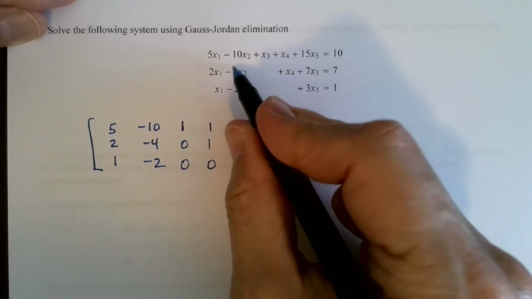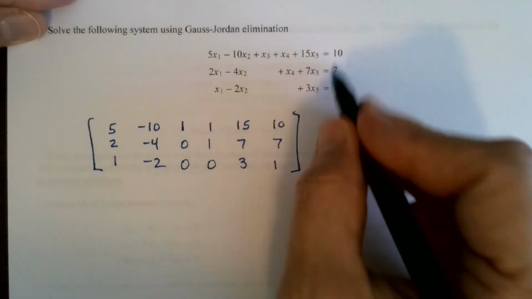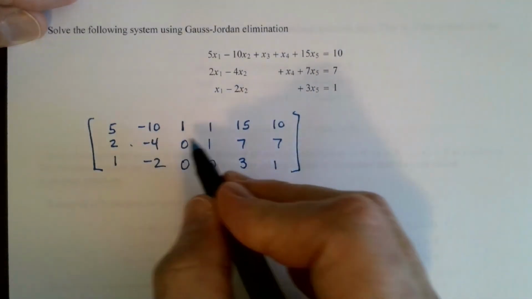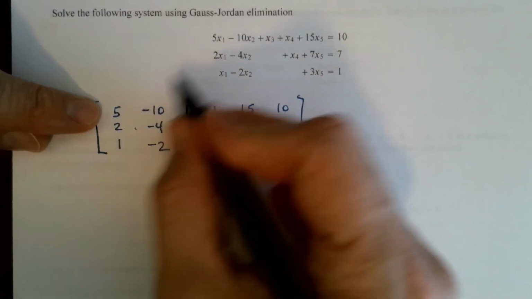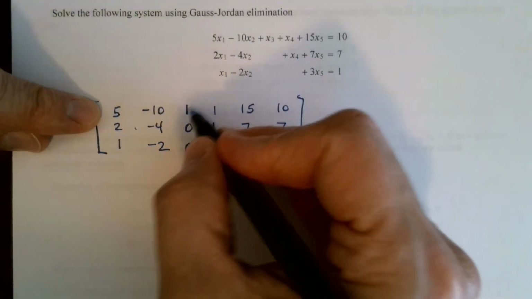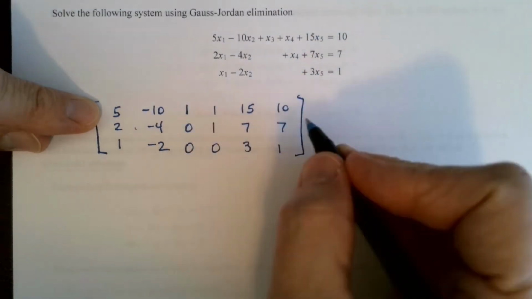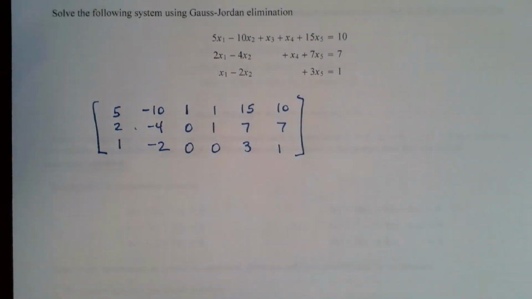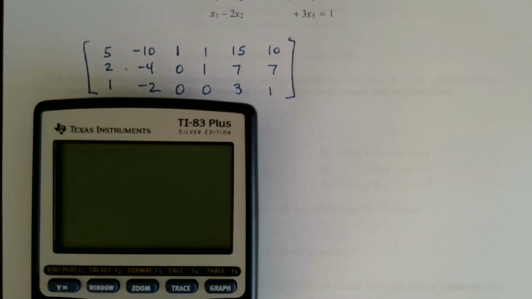So again, 5 unknowns gives me 6 columns, right? The unknowns plus this constant. So that's 1, 2, 3, 4, 5, 6, and then 3 equations, 3 rows. And that's 5x1 minus 10x2 plus x3 plus x4 plus 15x5 equals 10, and so on. Just double check and make sure you've entered these things in correctly. Okay, so in the calculator we're going to be using, let's show you how to do that.